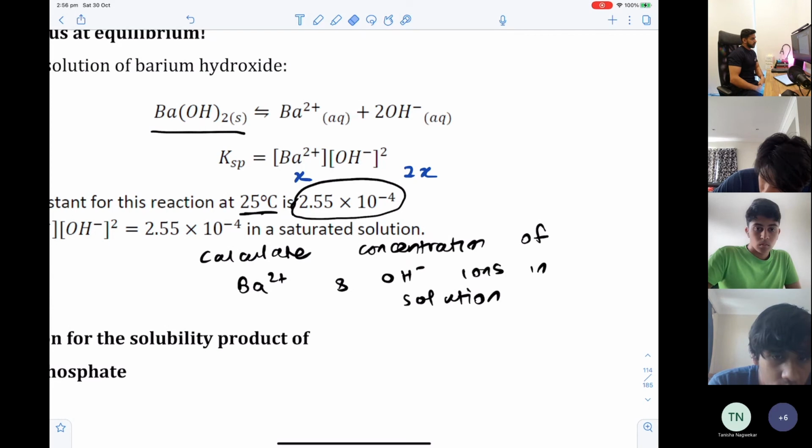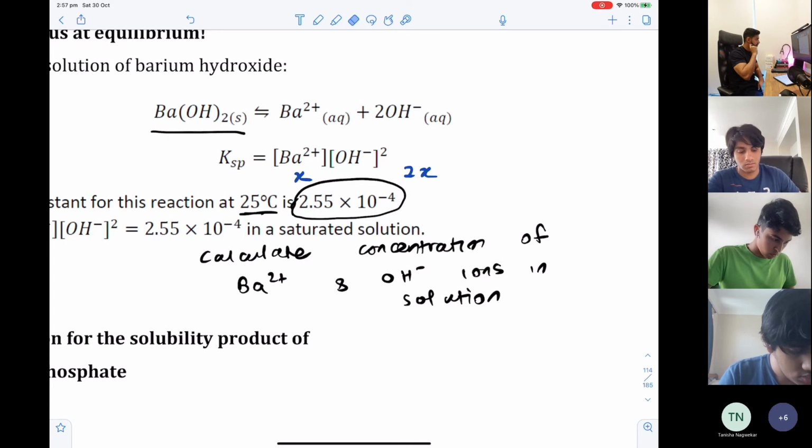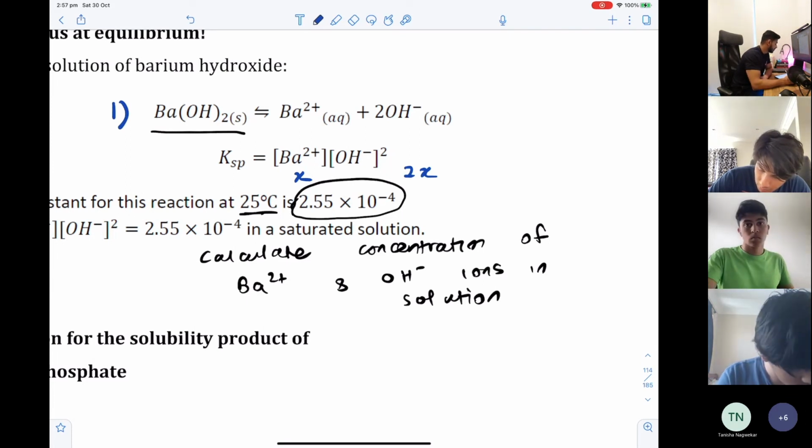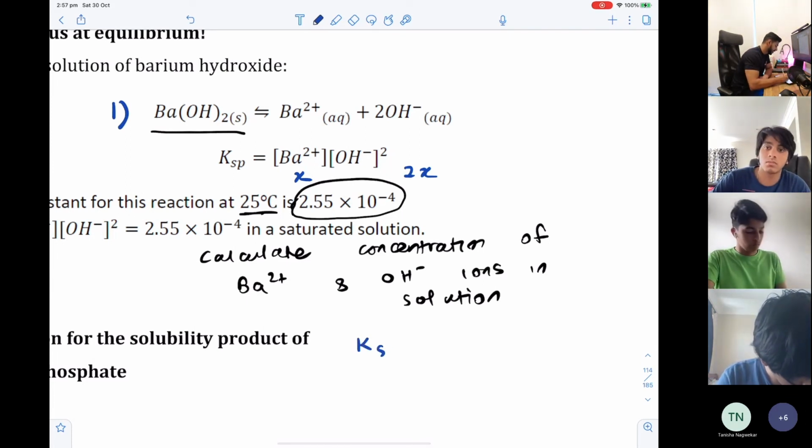You tell me what hydroxide concentrations and barium concentrations are. So raise your hand as soon as you get it. Should be done in about 30 seconds or so. Good. All right, I'm going to start going through it. So again, same principles here. Write your equation first. Second, you write your data. You haven't been given much data except that KSP is equal to 2.55 times 10 to the power negative 4.